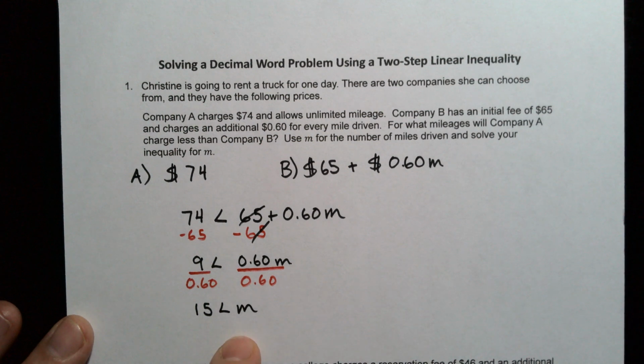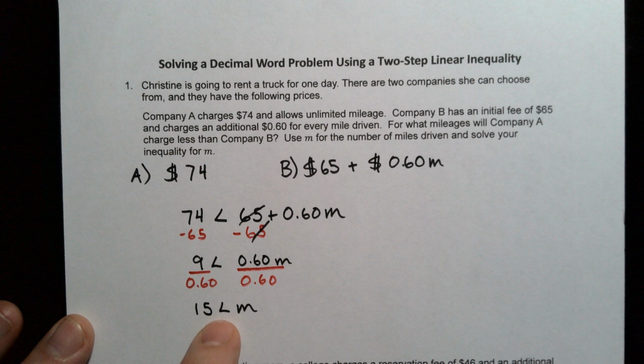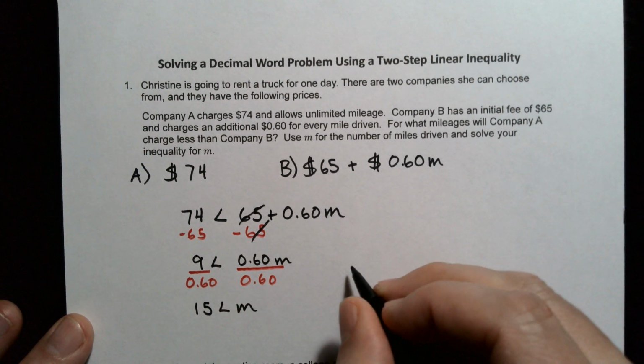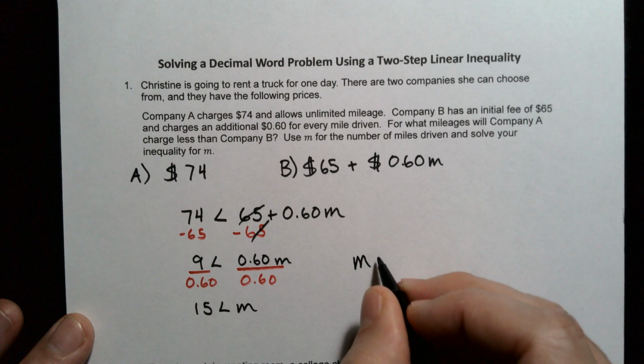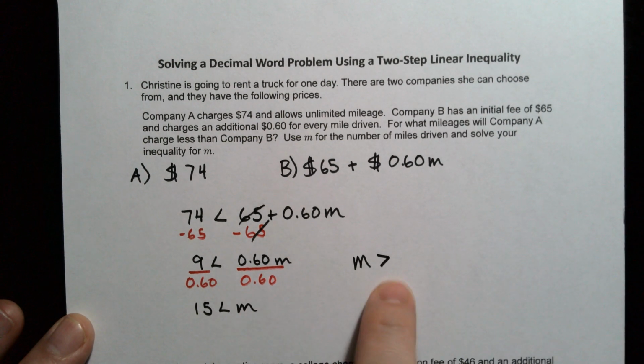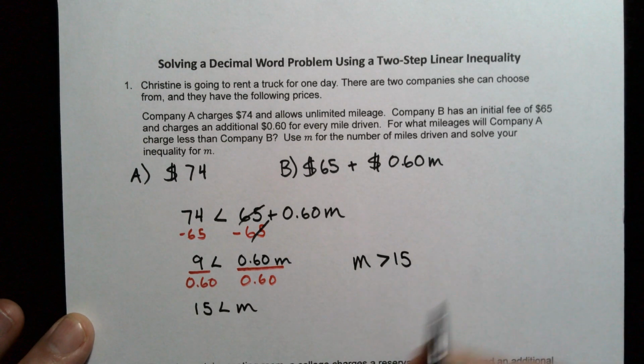Now, it's a lot easier to read this if you write the M first, so I'm just going to turn the whole thing around. The mouth is still going to open towards the M. But I'm just going to change the direction, so I'll write the M first. The mouth is still opening to the M. It's 15, so this is easier to read.